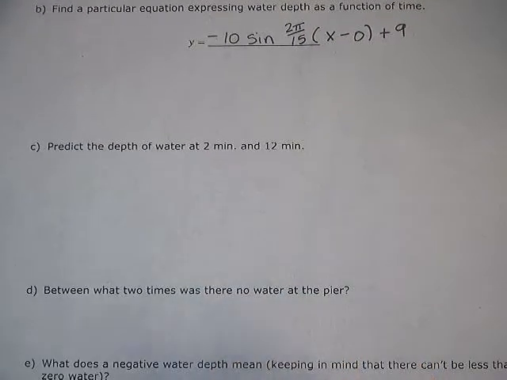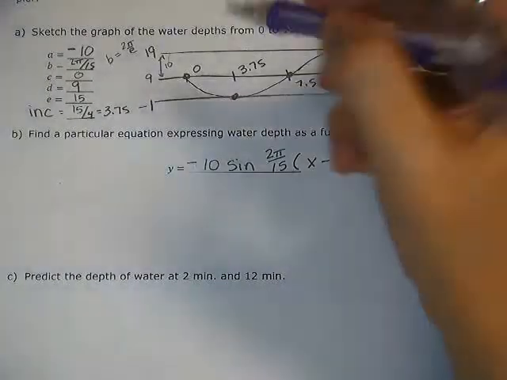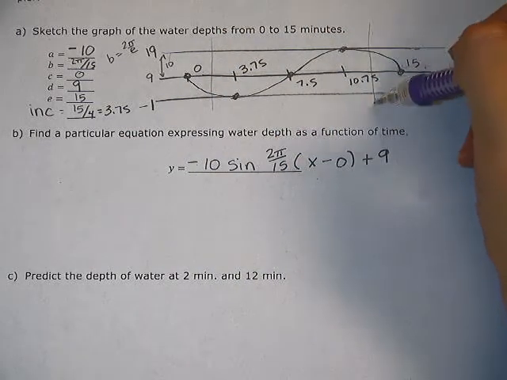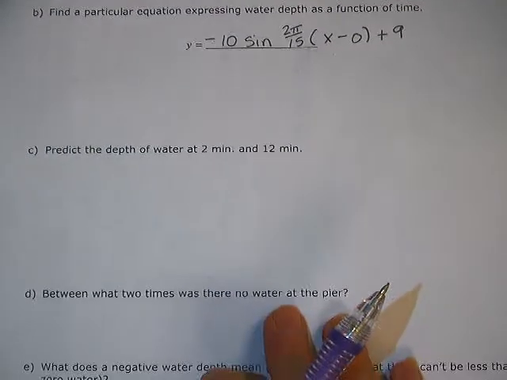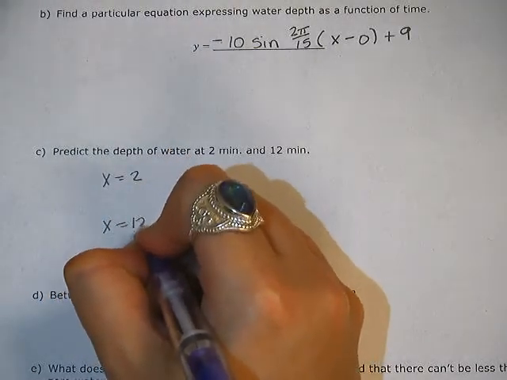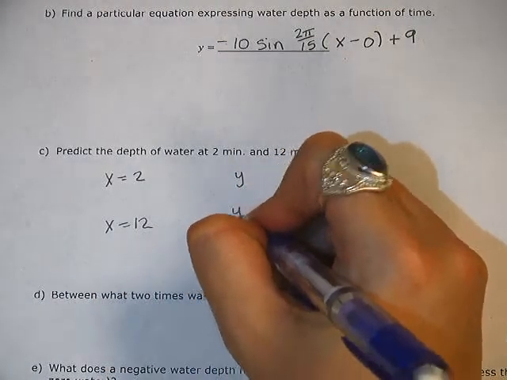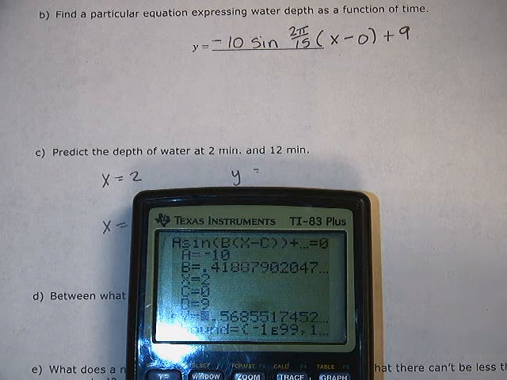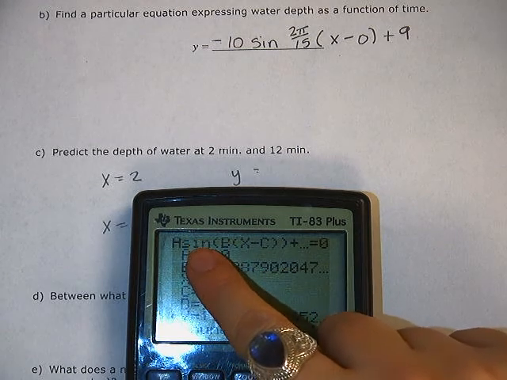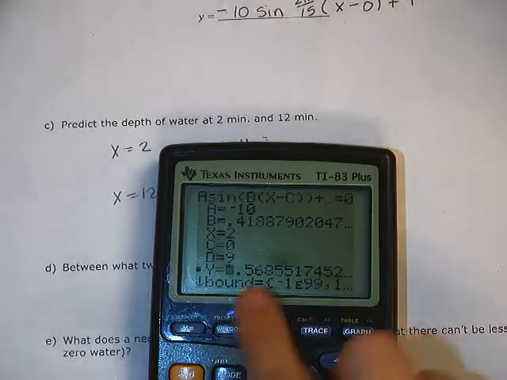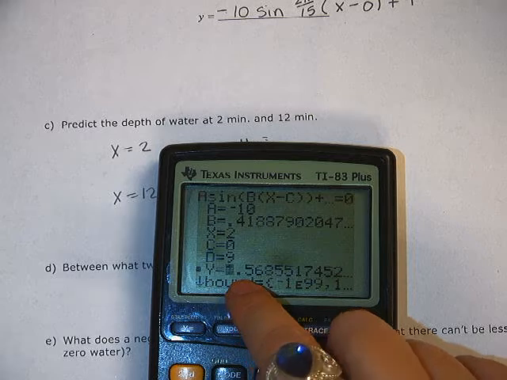Part C. Predict the depth of water at 2 minutes and 12 minutes. Well, 2 minutes is going to be right in here, and 12 minutes is going to be right in here. So on my calculator, I'm going to put in 2 for X and 12 for X and see what my Y values are at each one of those. So I'm going to go to my equation editor, and I've got my equation editor in sine, and I've already put in my A, B, C, and D here. And if I put in 2 for my X, I get this for my Y.